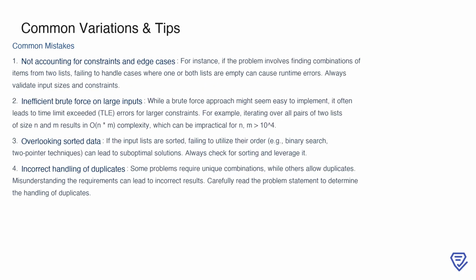When solving problems like these, there are a few common mistakes to watch out for. First, not properly accounting for constraints and edge cases can lead to serious issues. For example, if you're working with combinations of items from two lists, you may encounter cases where one or both lists are empty. Failing to handle these scenarios can easily result in runtime errors. Always take the time to validate your inputs and ensure they meet the constraints given in the problem.